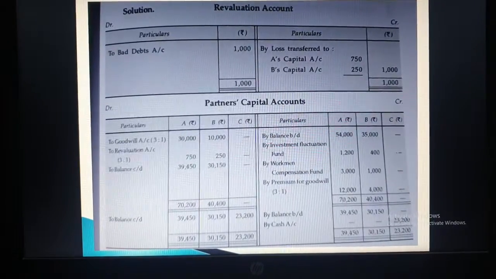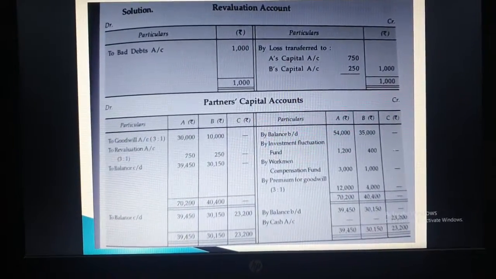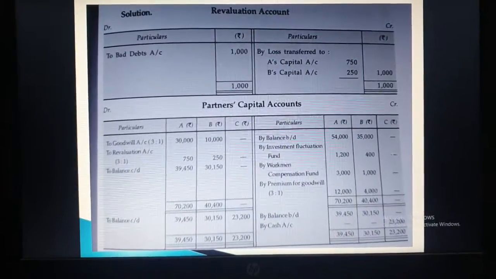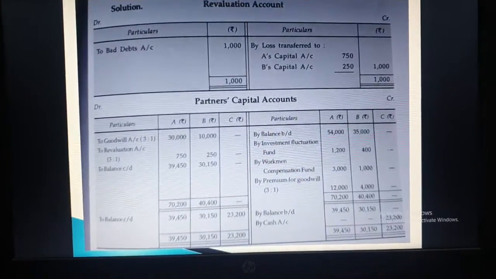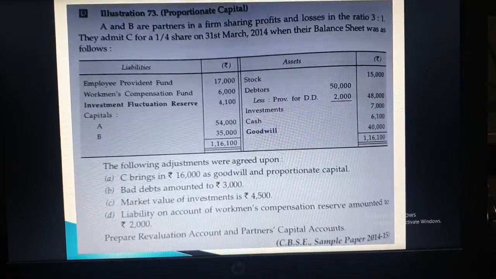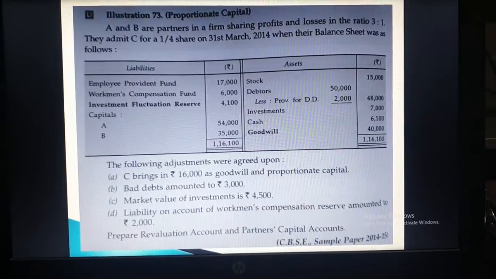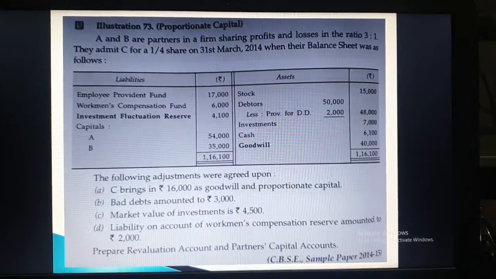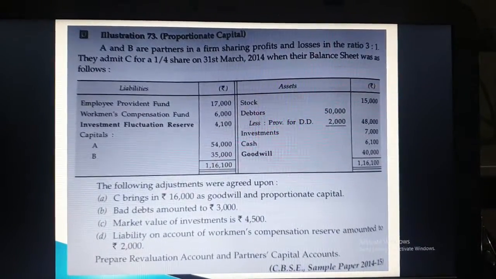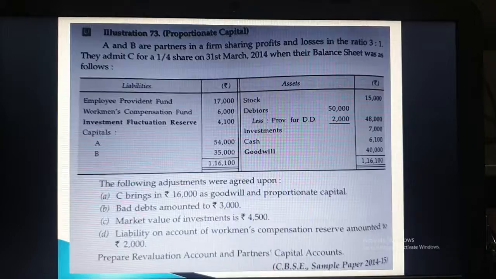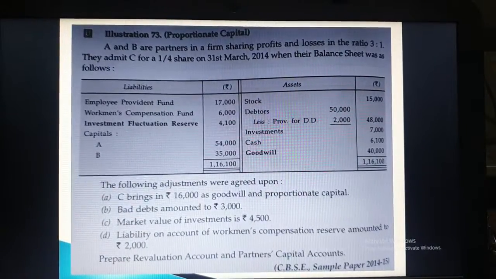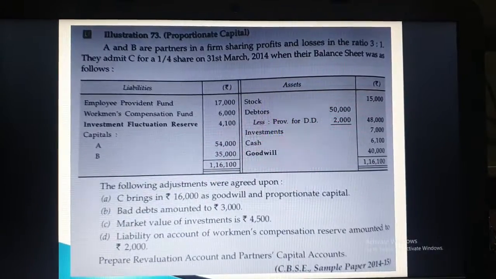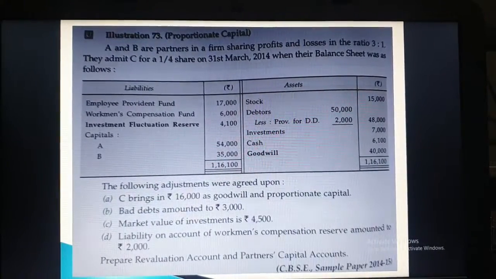Now in the revaluation account, there will be only one entry, that is on the debit side, to bad debts account, that is 1,000. Why is there only one entry? Just come to the question part again. The provision for bad debts is already created on the asset side, that is 2,000 rupees. And in point number B, it is given that bad debts amount to 3,000. So we have already made the provision of 2,000, but the actual bad debts is 3,000.